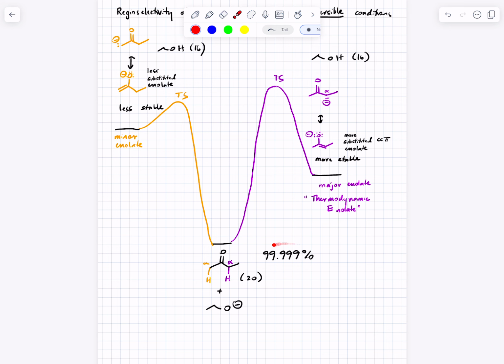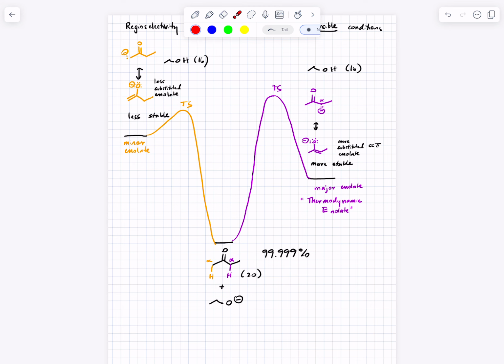Even though there's a very small amount of enolate that forms, and a huge percentage of our material is still starting material, we can take advantage of Le Chatelier's principle and do reactions on the very small amount of enolate that's present, and most of our product should come through the more substituted enolate. We're not even dealing with those reactions yet. We're going to get to them, but we need to address the regioselectivity issue first.